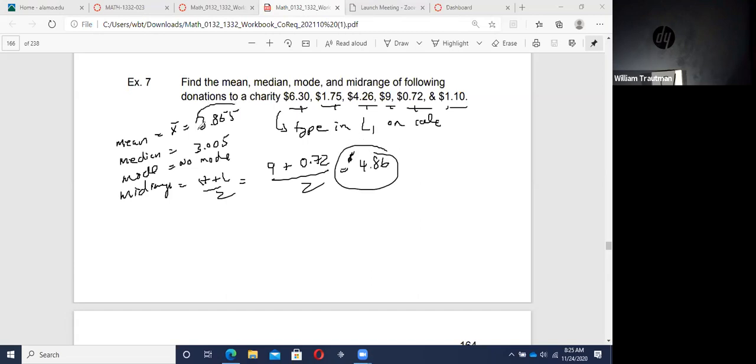So there are my answers for this one. These first 2 were done on the calculator. There is no mode. And the mid-range, take the highest piece of data plus the lowest piece of data divided by 2. And there is your mid-range. Okay, so this section is really not bad.